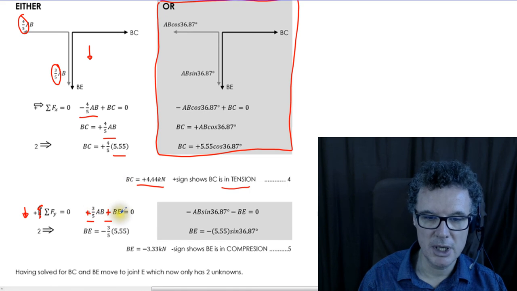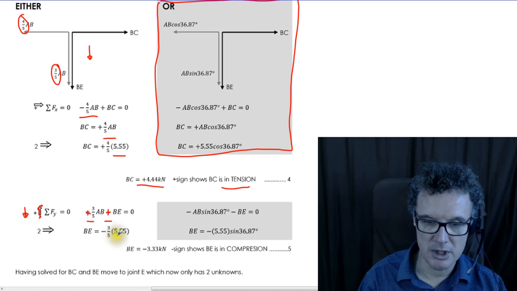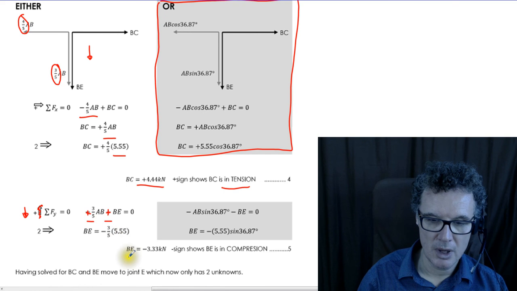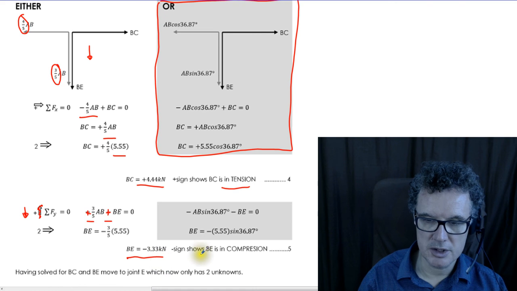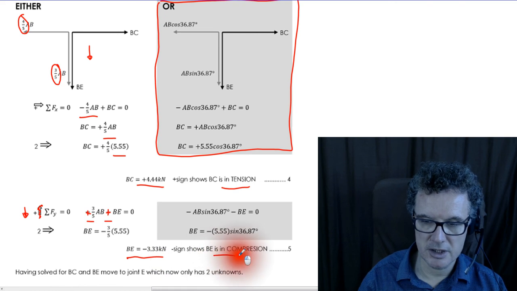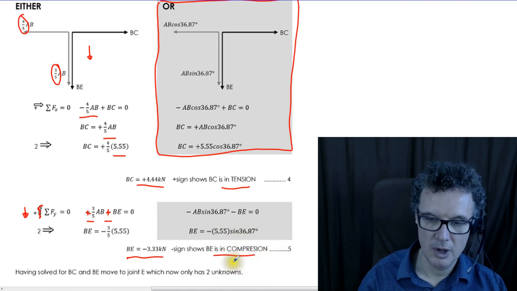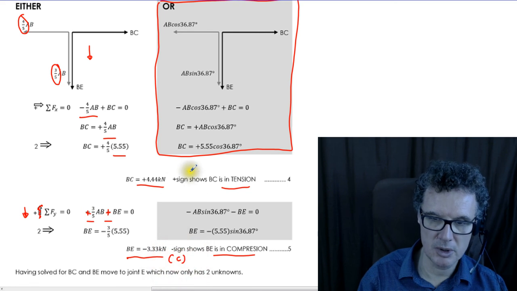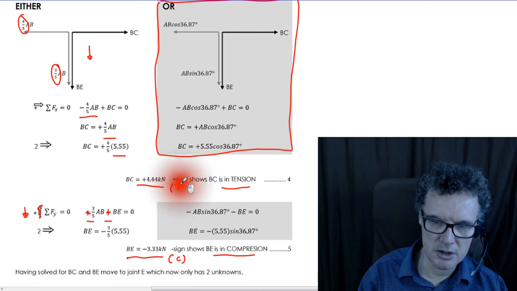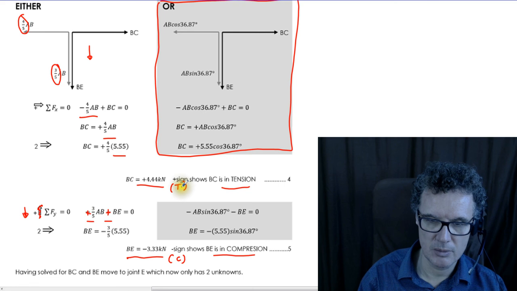So we're looking for BE, so take AB over to the right hand side. That gives us a negative 3/5. And we're going to substitute in the AB value, and then that leaves us with a negative BE value. So since it's a negative value, we can state that it's in compression. For shorthand for in compression, you can just write a C next to it. Shorthand for in tension, you can just write a big T next to it.